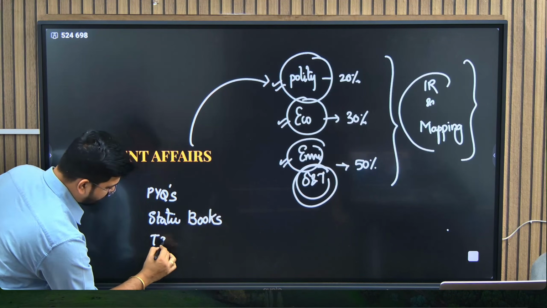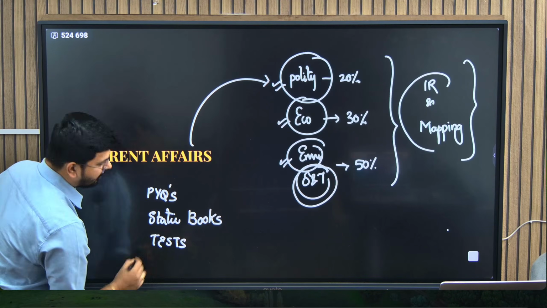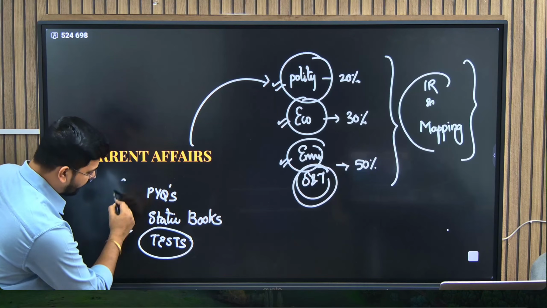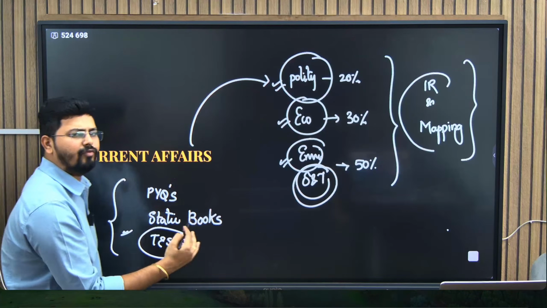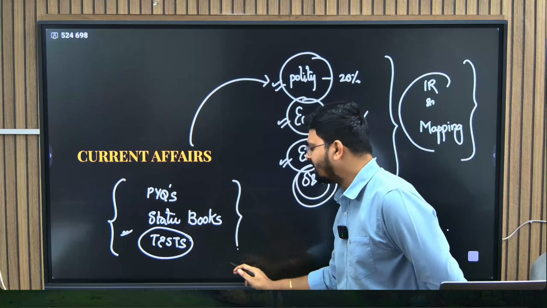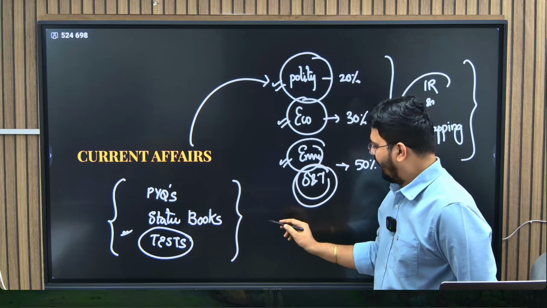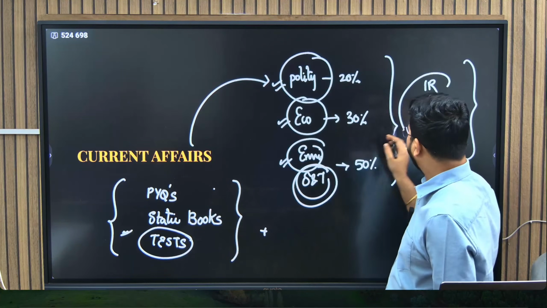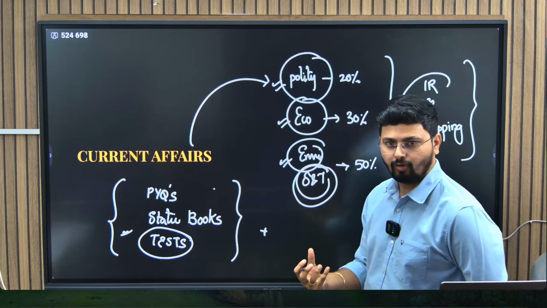and solved the tests. Now coming to test series, I'll be discussing it. If you have done these three, here itself you will cross the margin of cutoff, with basic current affairs knowledge. In any case, if you have done these three things properly, current affairs will play a very small role.